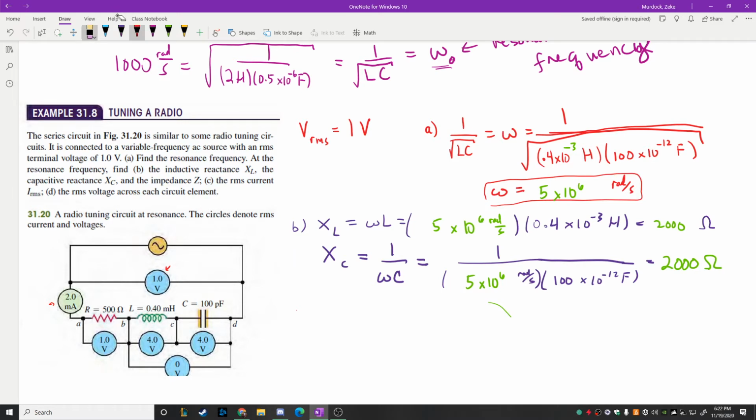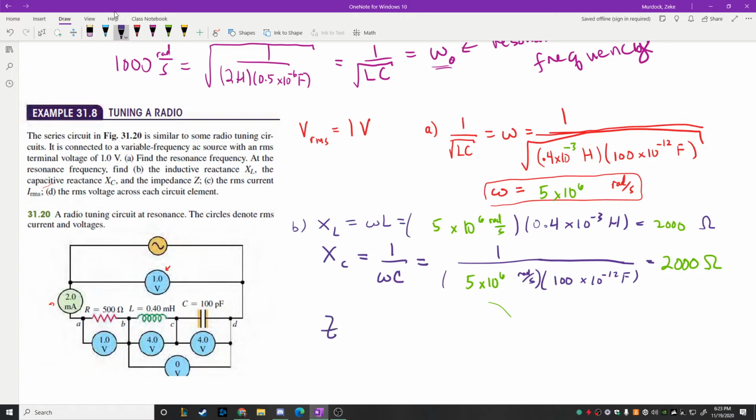This was still part B. So part C says to find the RMS current, IRMS. To calculate that, we already know VRMS, and IRMS is equal to the RMS voltage divided by the impedance. So this is going to be, we didn't calculate the impedance, did we? That was supposed to be the last part. So let's do that first. Let's calculate the impedance first, and then we'll do this.